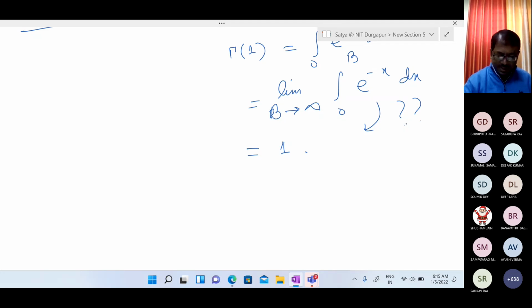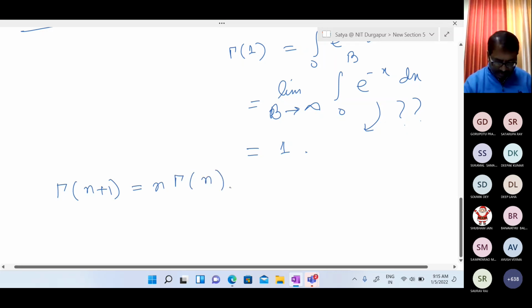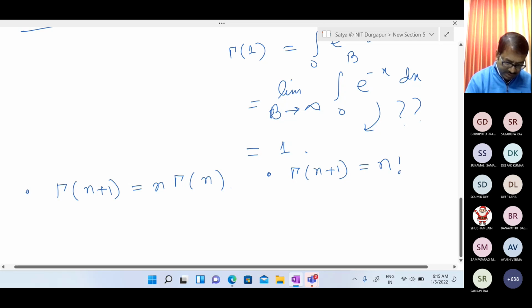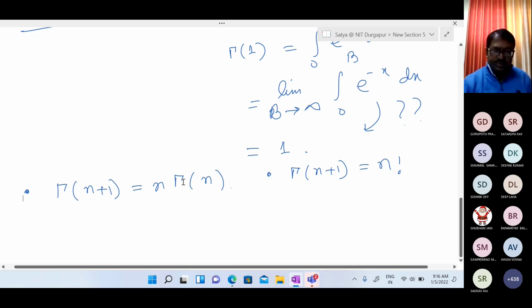And now another property that we are going to prove: gamma of n plus 1 equals n gamma n. And from here it follows that gamma of n plus 1 equals factorial n. After first proving this one, we are going to prove the next. So we can start from gamma of n plus 1.